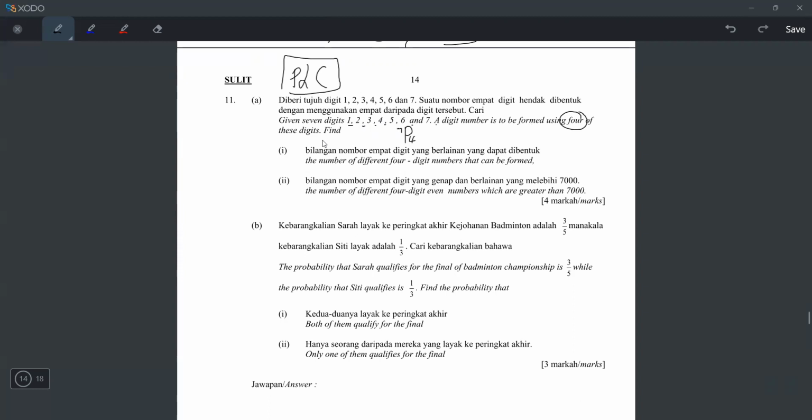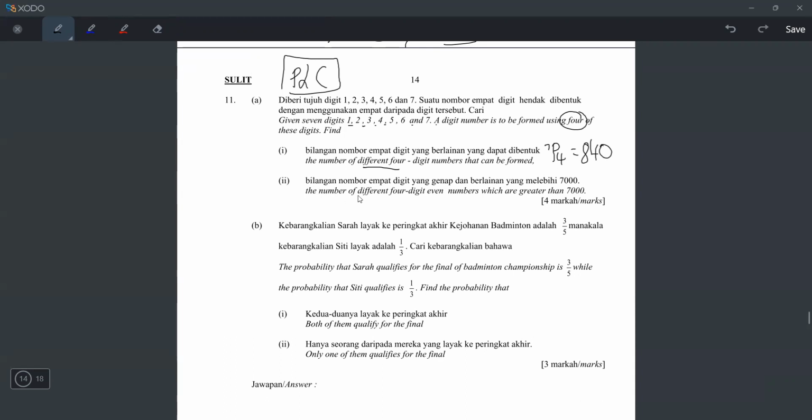So number 1 says what? Find the number of different 4-digit numbers that can be formed. 7P4, because no condition. So from 7 choose 4 and arrange. Let me press, wait. Okay, 840. Okay, that's the answer.